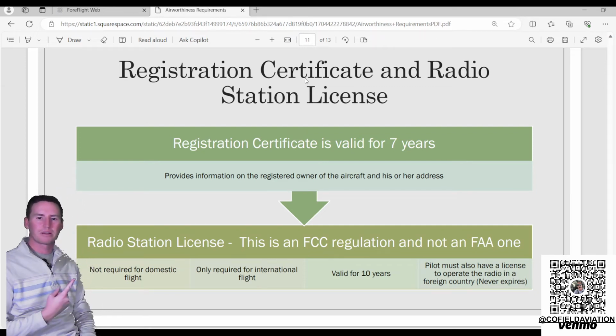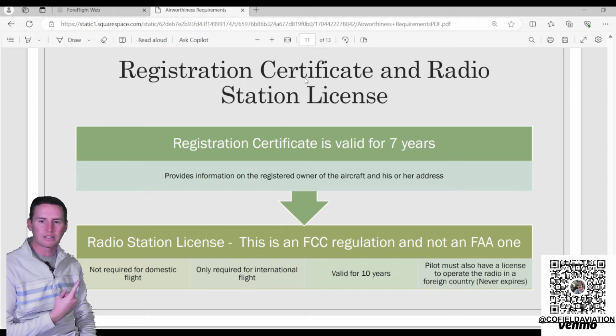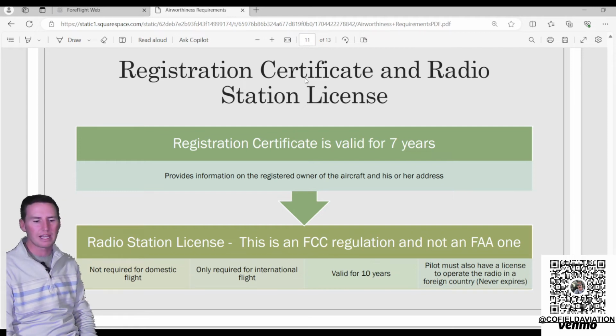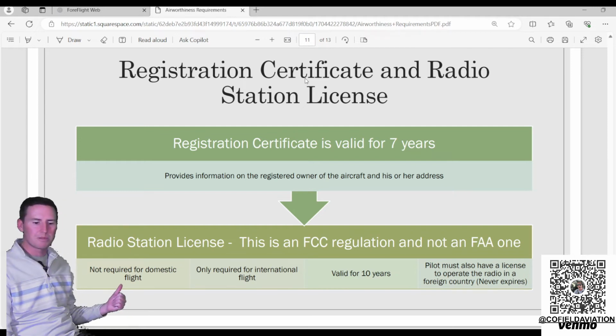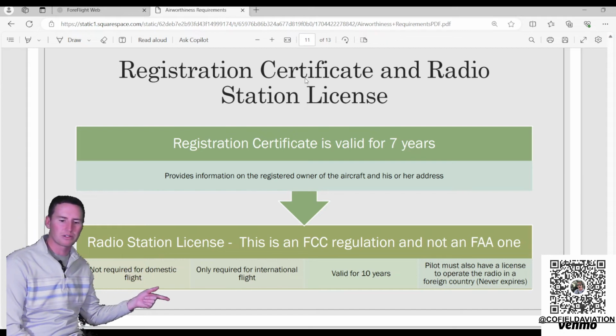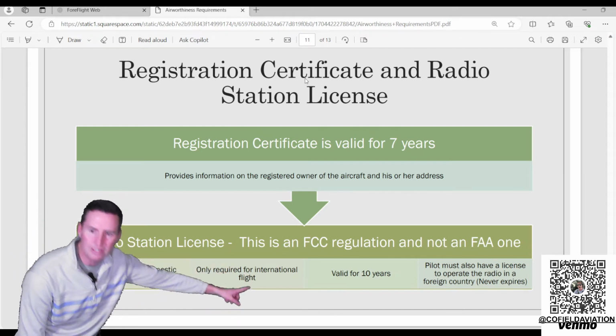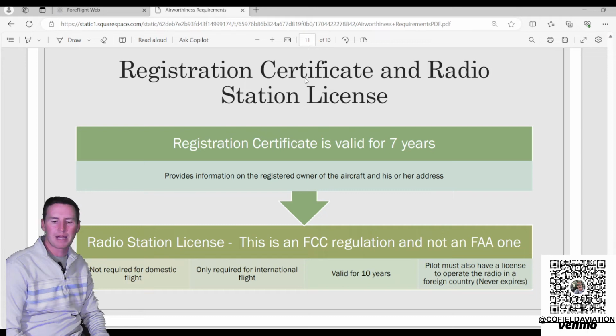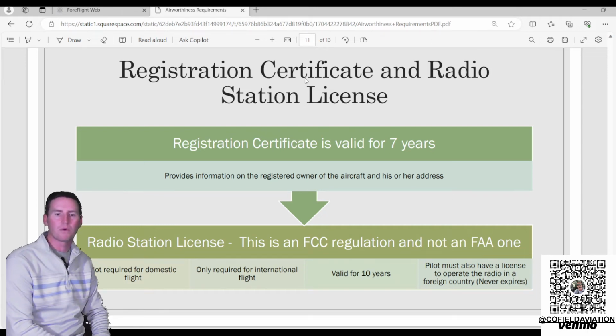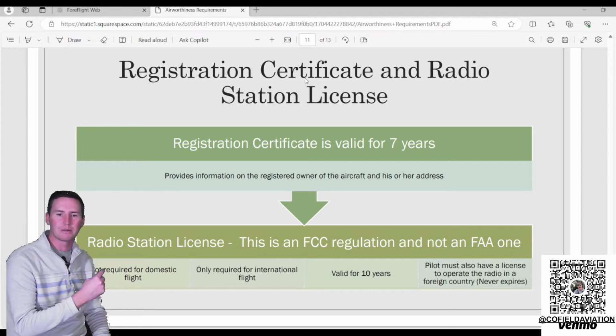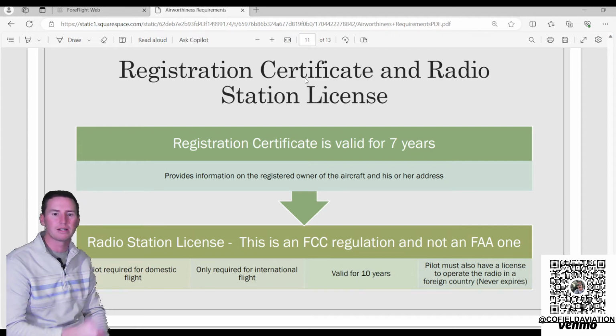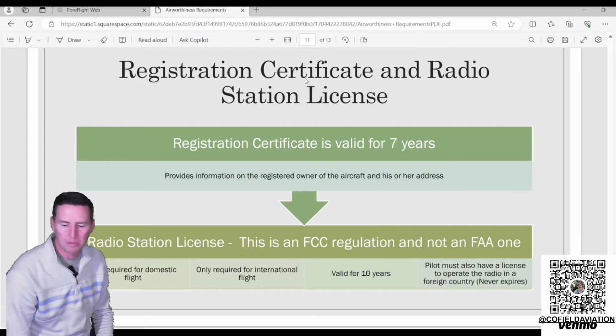The other R, the radio station license we talked about, is governed by FCC regulations, not an FAA one. It's not required for domestic flight, only for international. It's valid for 10 years. And the pilot must also have a license to operate the radio in a foreign country. That was under pilot qualifications, where we talked about the radiotelephone operator's permit.